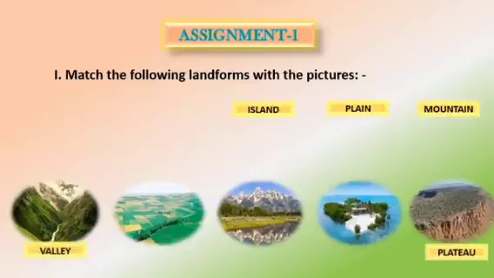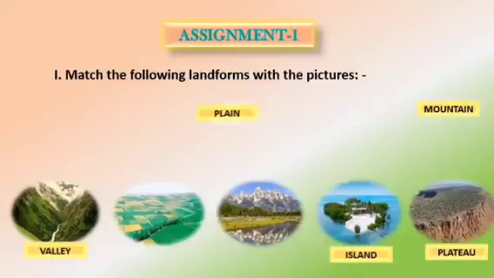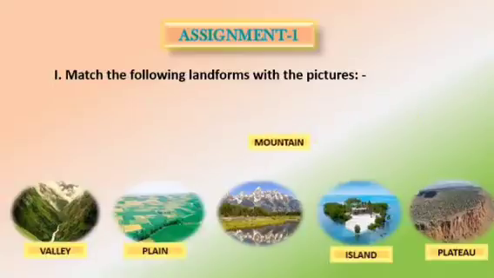Island. What is an island? Landmass surrounded by water is called island. So, in the fourth picture, we can see a landmass surrounded by water. It is an island. Plain. Flatlands are called plains. So, the second picture is plain. Now, the last one is mountain.